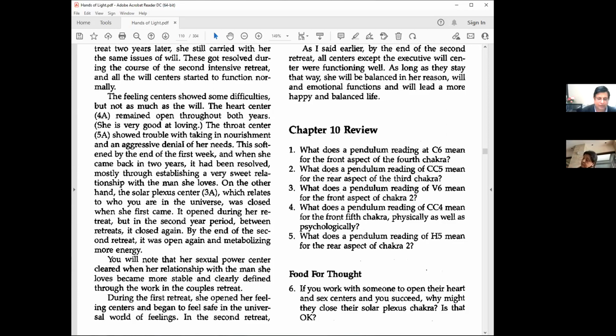So when she came for the retreat, it was moving counterclockwise at 3 inches. In the retreat, it cleared up and it became 3 inches in the clockwise direction. Then when she came back for the second retreat, again it was counterclockwise 3 inches. When she left, it was clockwise 5 inches. Okay, this is there in the chart. I'm not pulling the chart up.